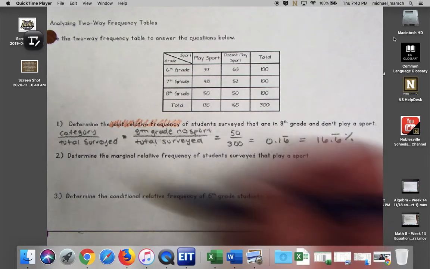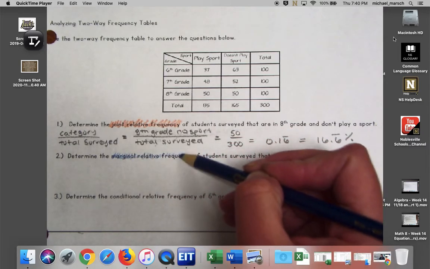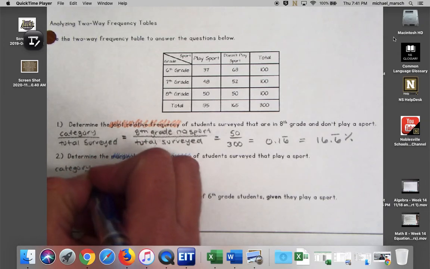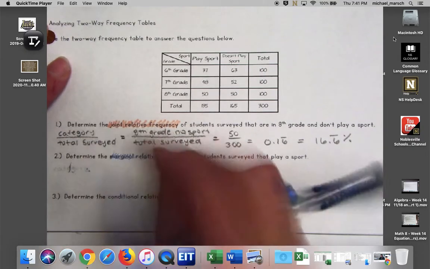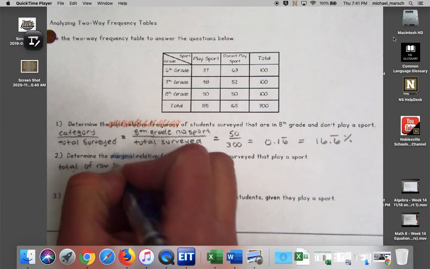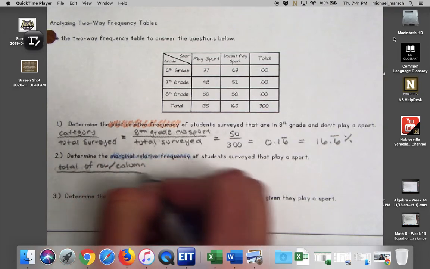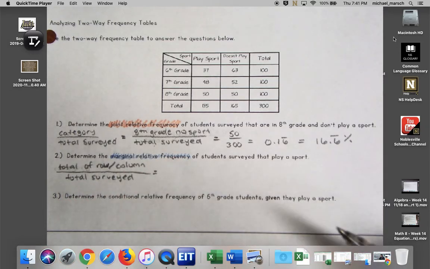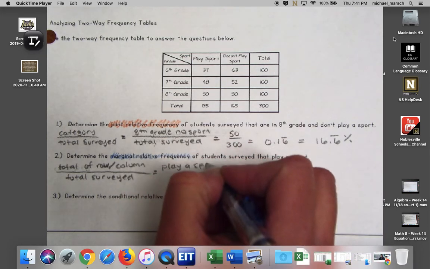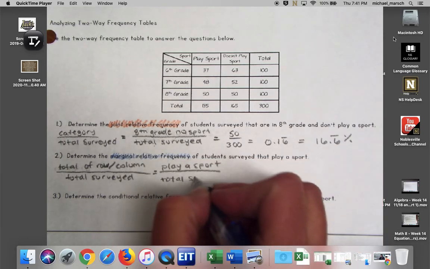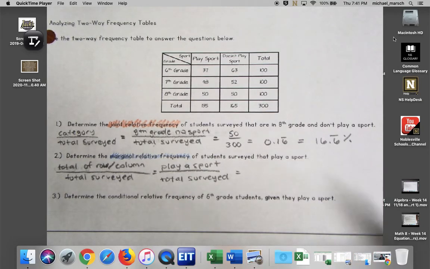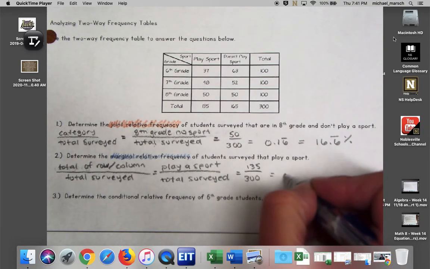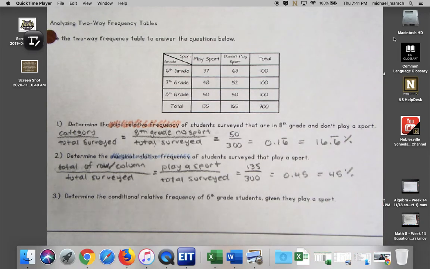Now let's find the marginal relative frequency. So remember, I used blue in my notes for marginal relative frequency of students surveyed that play a sport. Cool. So again, we have category, total of row or column, and yes, that's a W, over total surveyed. So my total of row or column is plays a sport over total surveyed. So when I look at my two-way frequency table, I can say, oh, well, 135 kiddos play a sport out of the 300 that were surveyed. So when I divide that, I get 0.45, which is 45% of the students surveyed play a sport.